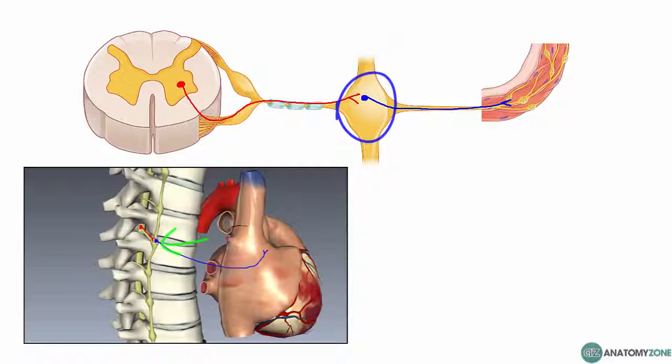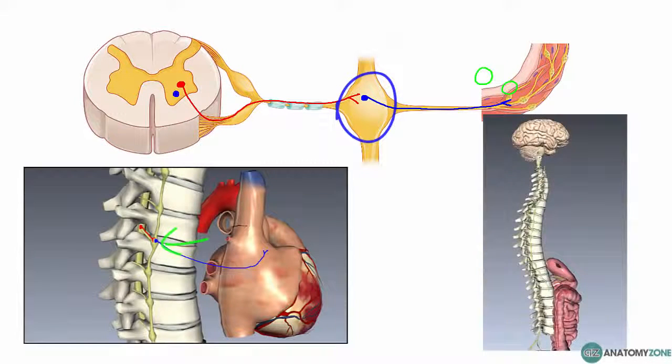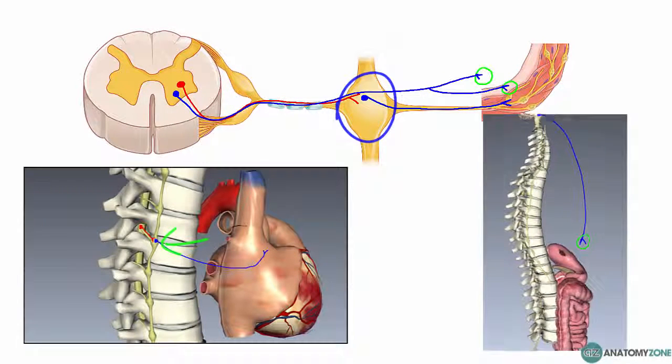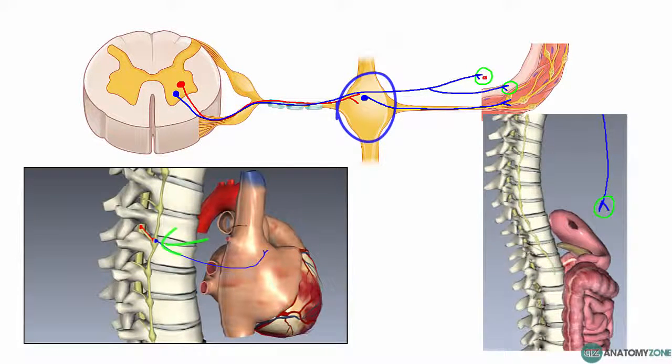Now, in the case of the parasympathetic nervous system, the ganglia are often located either near to or actually within the target organ. So in this case, the preganglionic neuron has a longer distance to travel in order to form this synapse with the postganglionic neuron. And then obviously the postganglionic neuron will then be relatively shorter in the case of the parasympathetic nervous system.